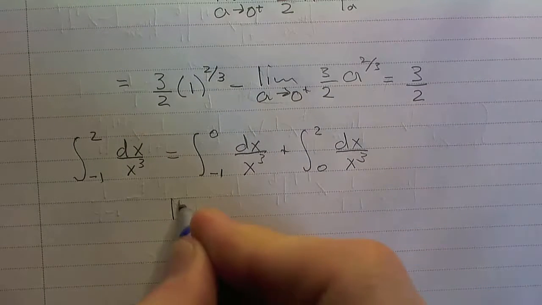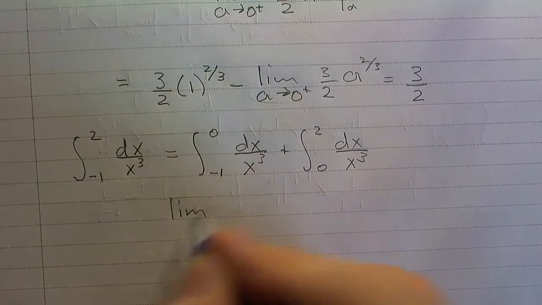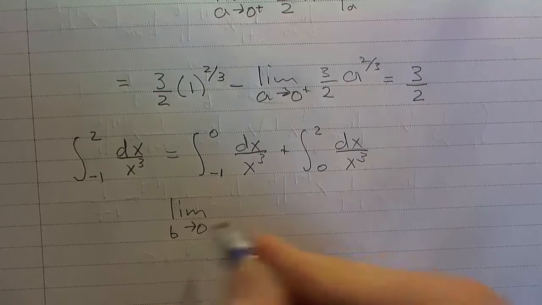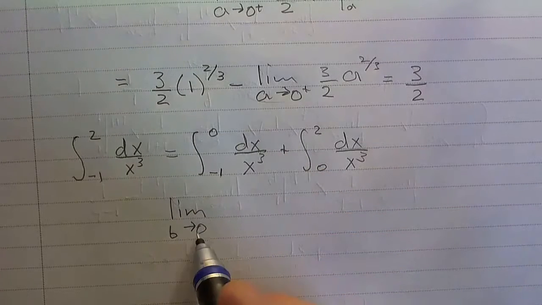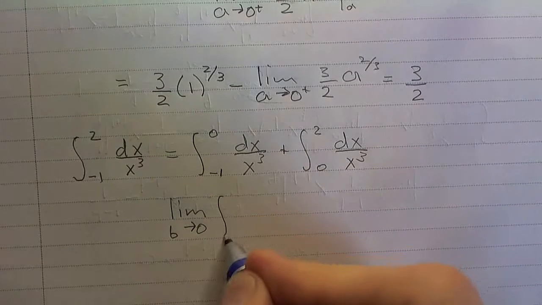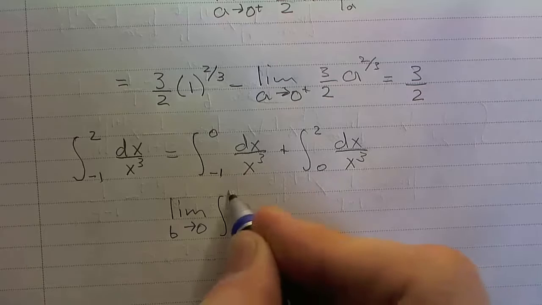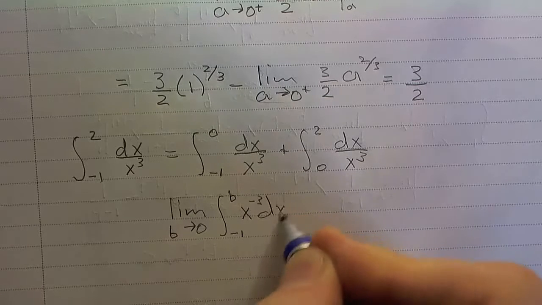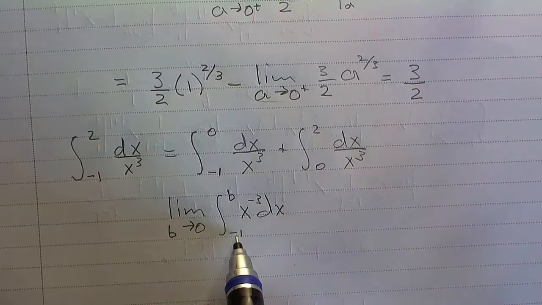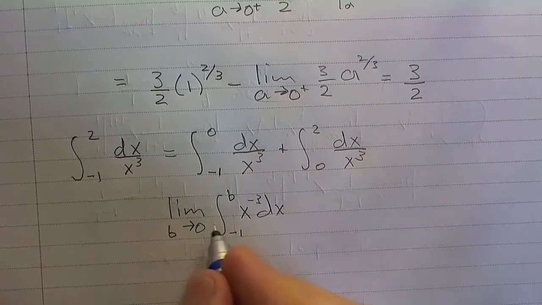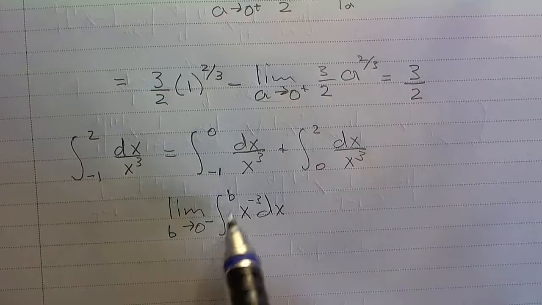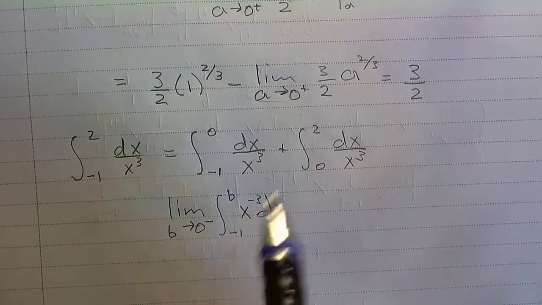So we've got the limit here. The limit as, I'm going to say, b goes to 0. Now, I'm going to modify this in just a second, but I'm going to go from -1 to b of x to the -3 dx. Now notice, we're starting over here at the left and we're going to 0. So we're approaching from the left here. See, so it's a left-hand limit. Okay, so be sure you understand that.